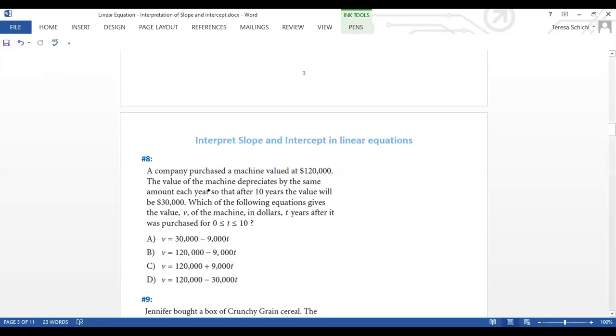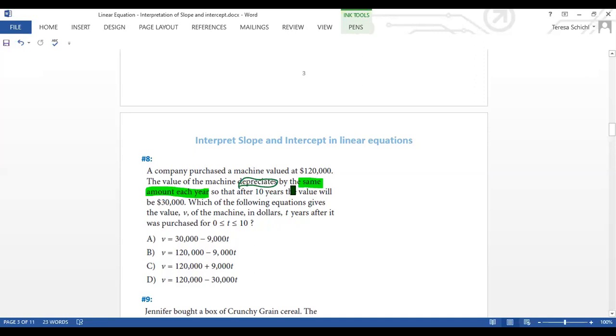They say a company purchased a machine valued at 120,000. The value of the machine depreciates by the same amount each year. Oh wow, that's good information. Depreciates the same amount each year, well, that's the rate of change, right? So after 10 years, the value will be 30,000 here. Which of the following is the given equation, for T from 0 to 10, the years since you purchased the machine?